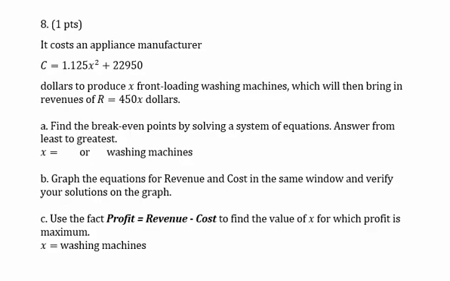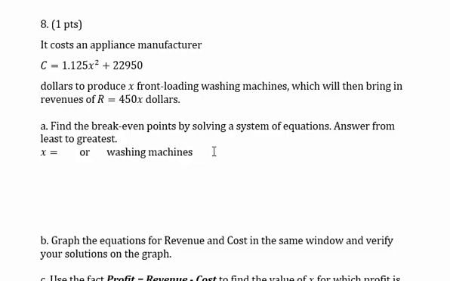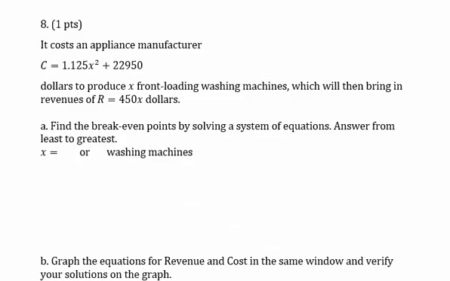This is number 8 from section 6.4, and it says it costs an appliance manufacturer C equals 1.125x squared plus $22,950 to produce x front-loading washing machines, which will then bring in revenues of R equals $450x. So we want to find the break-even points by solving a system of equations. The break-even points are when the costs equal the revenue or when the profit is 0.